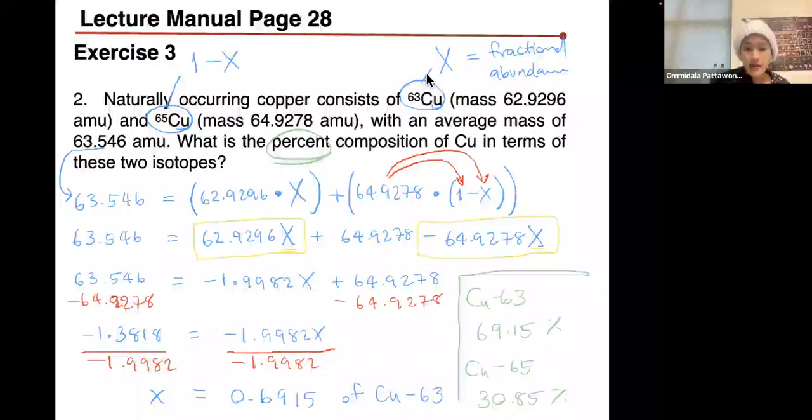And if you think about this, the percent abundance of copper-63 is more than copper-65 in nature. So we would expect that the average atomic mass of copper would be close to the isotope mass of copper-63. Okay, so let's see if that's true. This average mass right here comes out to be closer to the mass of copper-63 than copper-65. So that makes sense, because it contributes more in nature than copper-65.